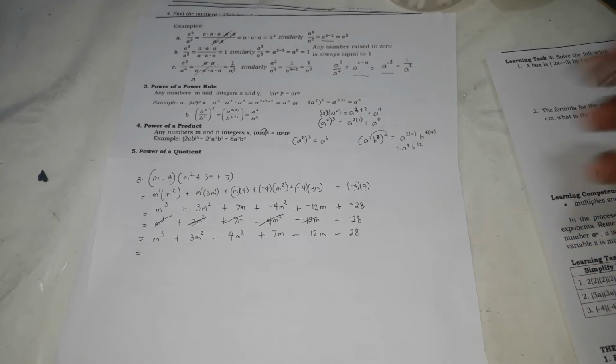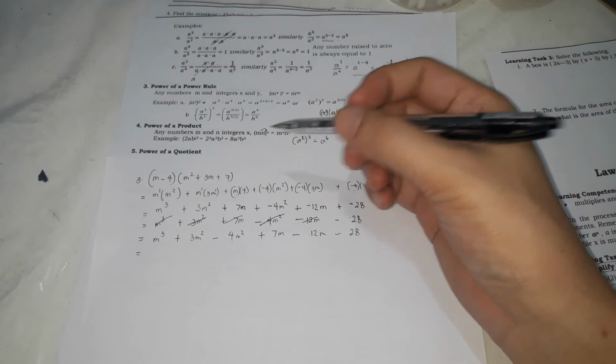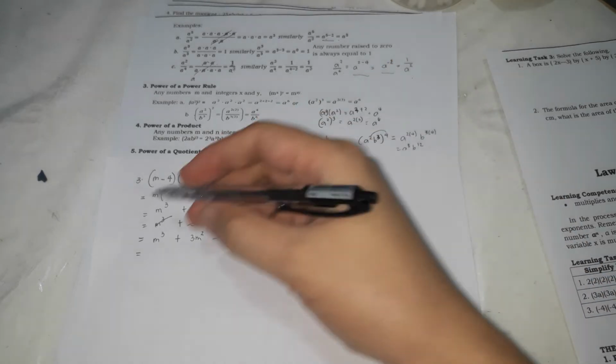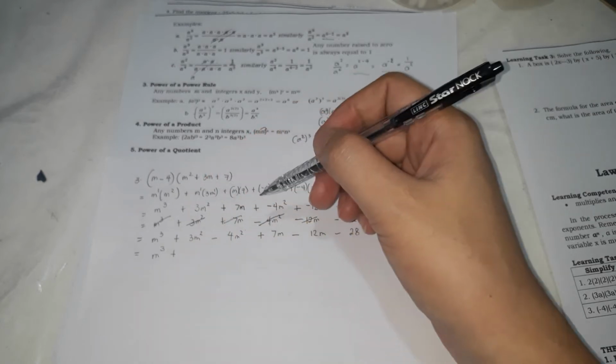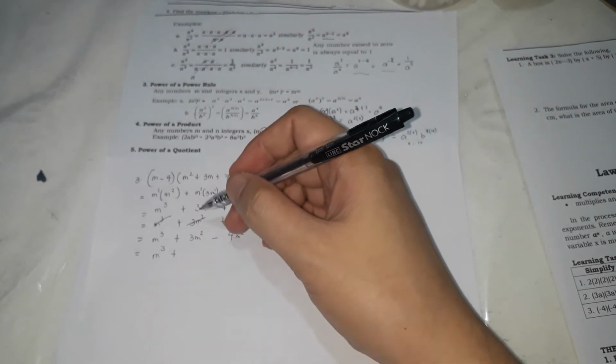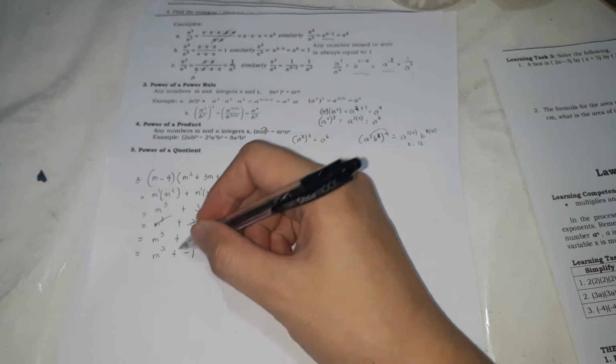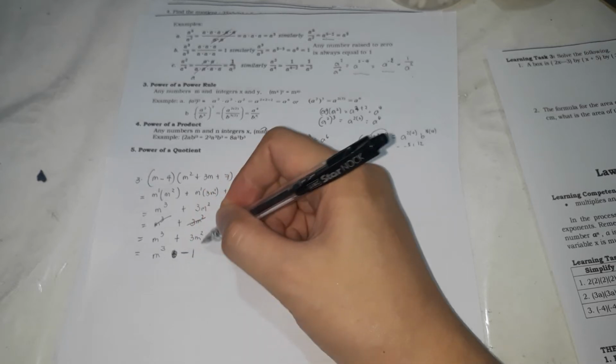Ang pwede mo ma-plus is yung may similar na literal coefficient. So, may magkaparehong literal coefficient. So, ito, m squared. So, pwede mo yung i-plus. Pero si m cube, copy lang mo lang siya kasi nag-iisa lang siya. So, 3 minus 4 is negative 1. So, you can erase this one. Maging minus 1m squared.